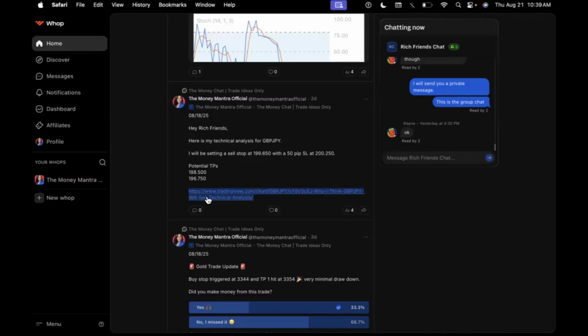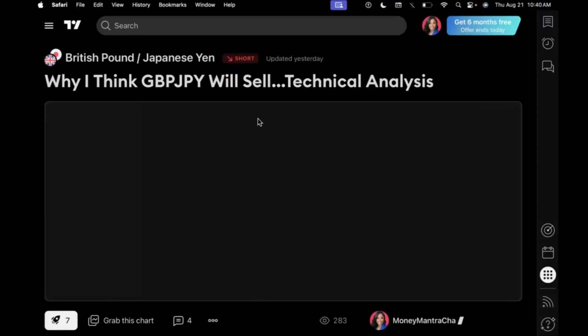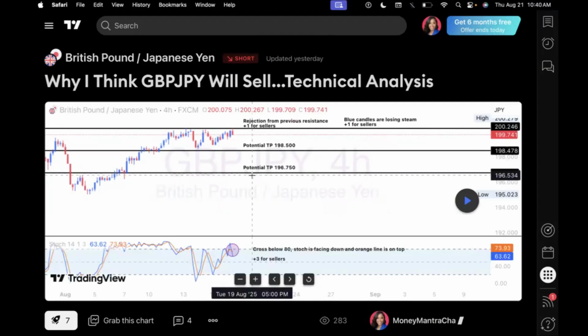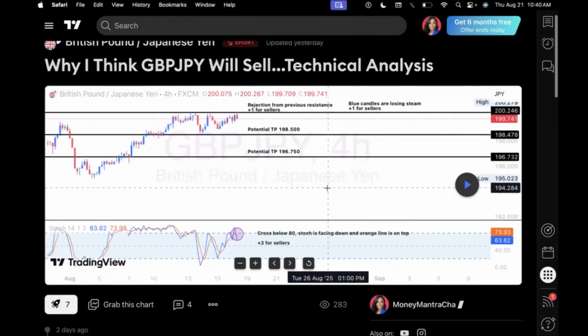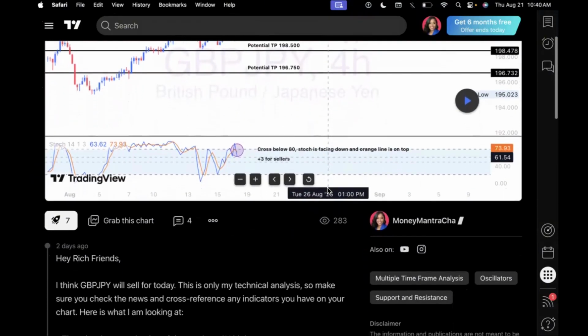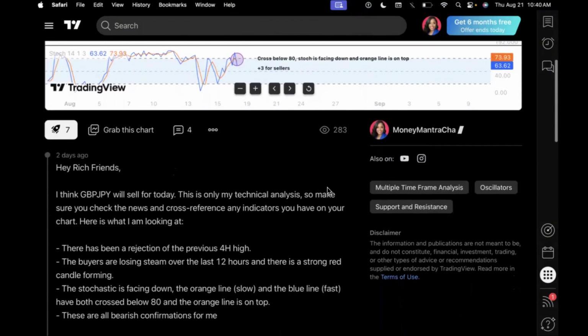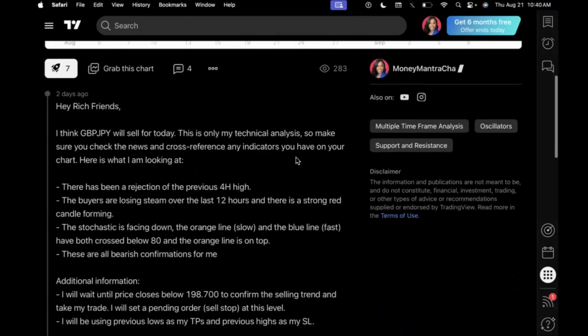Because this trade was posted on TradingView, here is where we are going to go to view the chart. I'm just going to break down my thought process of why I decided to take this trade, and then we're going to see how it actually played out. If you go to TradingView to view this idea, everything that I'm going to explain in this video can be found here in text form.